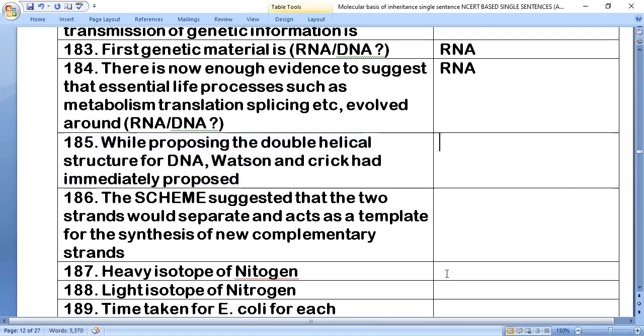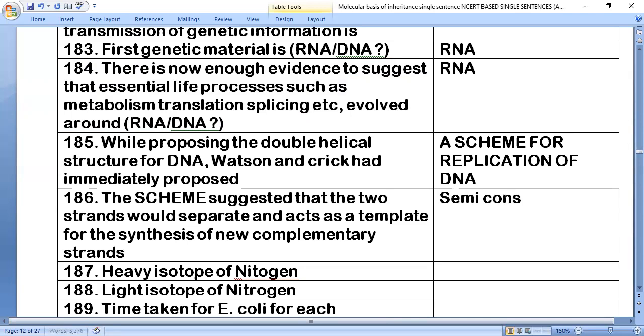While proposing the double helical structure for DNA, Watson and Crick immediately proposed a scheme for replication of DNA. The scheme suggested that the two strands would separate and act as a template for the synthesis of new complementary strands. This is the semi-conservative scheme of replication.